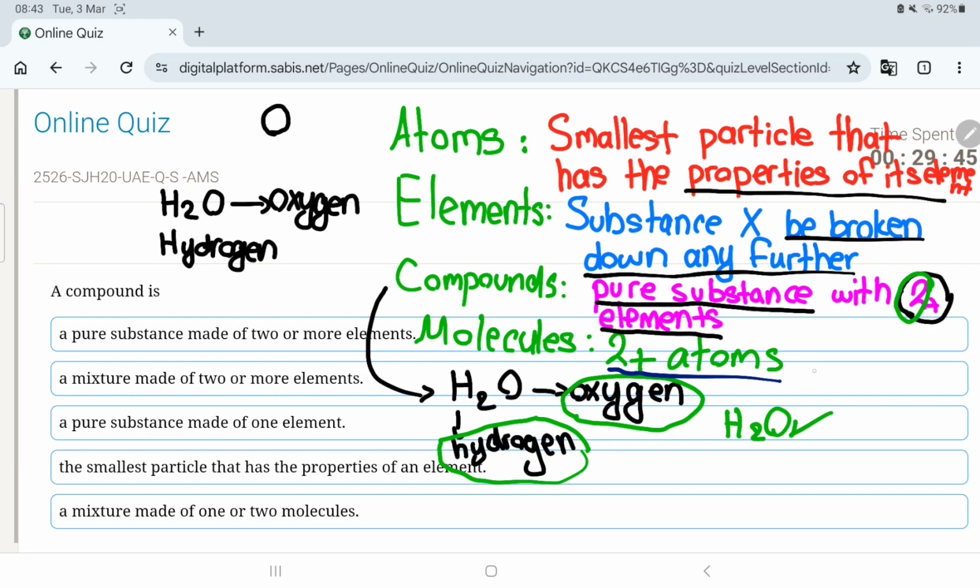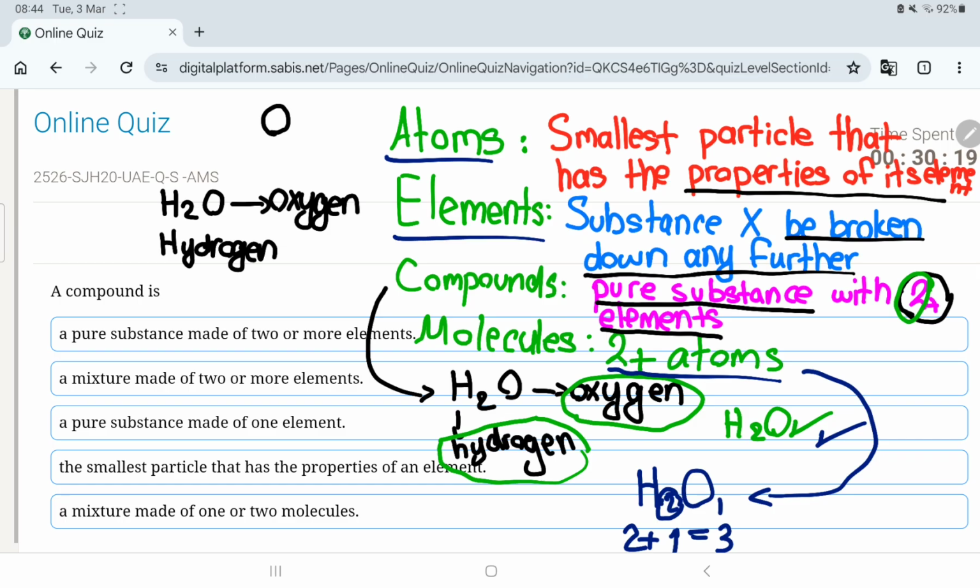Now, a molecule has 2 or more atoms. Once again, I'm going to use H2O. For example, how many atoms of hydrogen do you have? You have 2. How many atoms of oxygen do you have? You have 1. So how many atoms do you have in total? 3. So is H2O an atom? Yes, it is. I mean a molecule, sorry. Is H2O a molecule? Yes, it is. Now guys, atoms and elements, they're easy, right? The actual harder part is going to be the compound and the molecule.